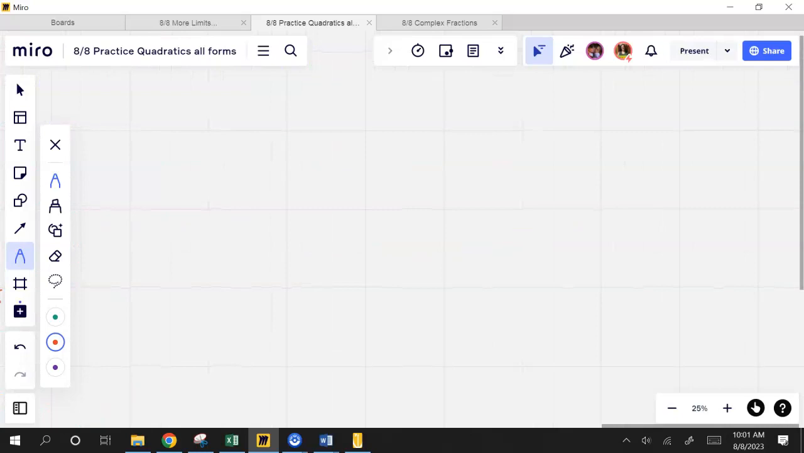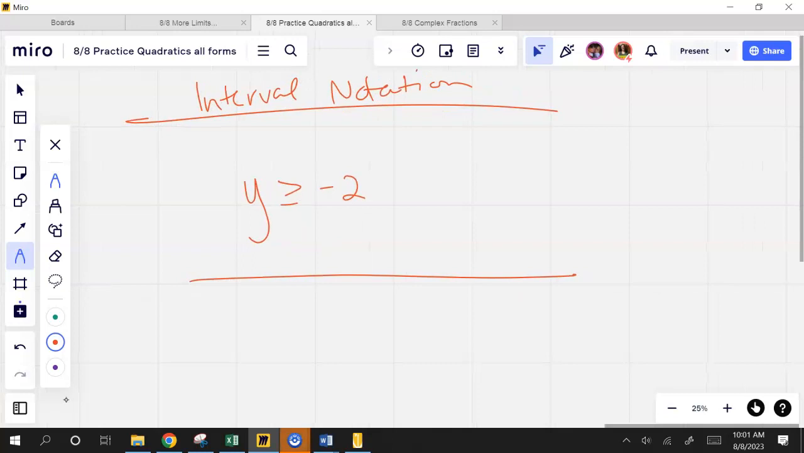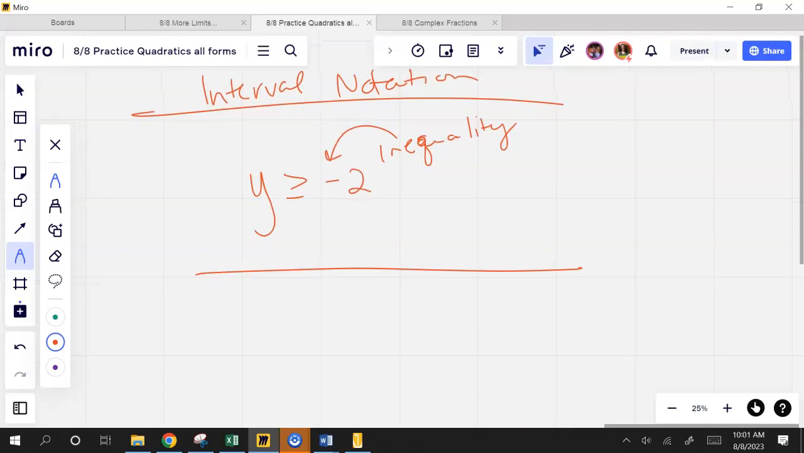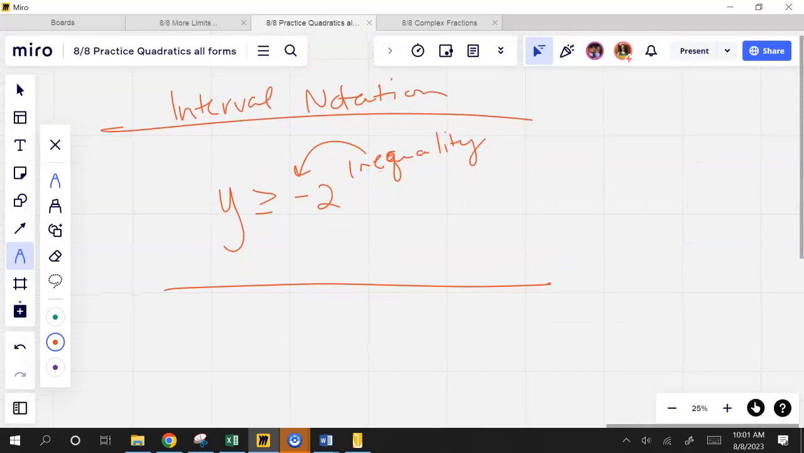All right, let's just look at that first inequality, y is greater than or equal to -2. And let's think about what this looks like on a number line first, because I think that'll help you make the connection between the two. Sorry, this is inequality notation. This is an inequality, but I'm going to show you how to go from inequality to interval. This was just like the heading that I should have put on here, and I didn't.